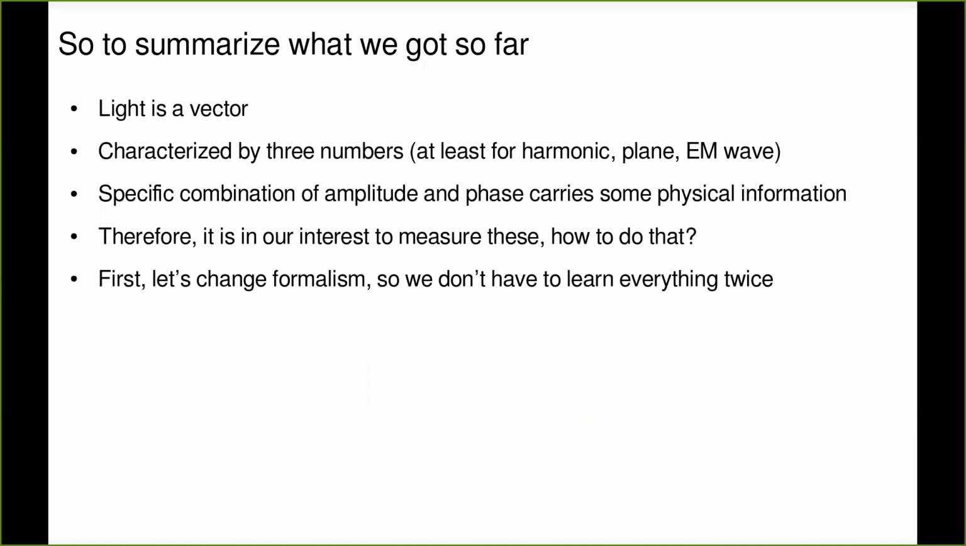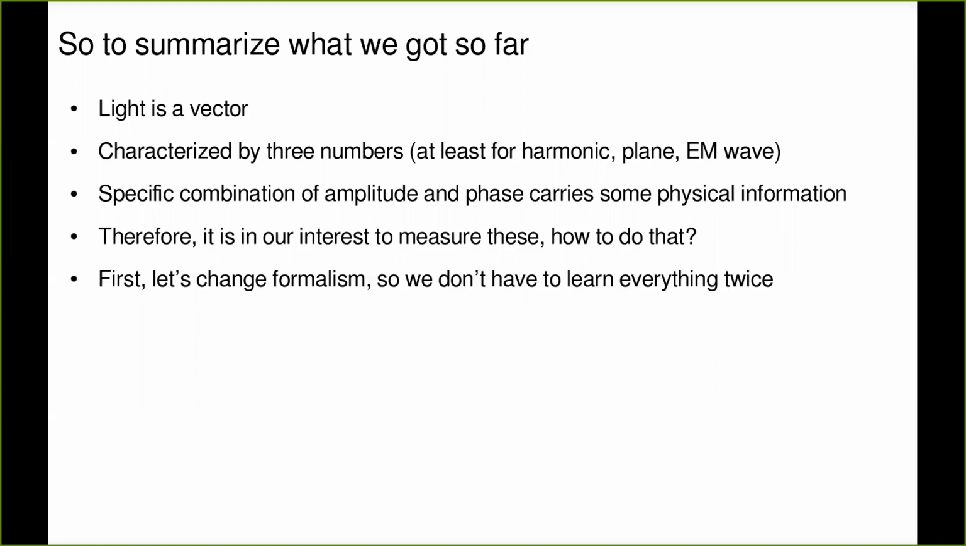Cool. So what have we got so far? First, light is a vector. In this context, the electric field is the vector, and we need three numbers to characterize it, at least for the simple harmonic plane wave. And then this combination of phases and electric fields, we didn't see yet why, but we'll see maybe at the end why, hopefully, it carries some physical information that is important for us.